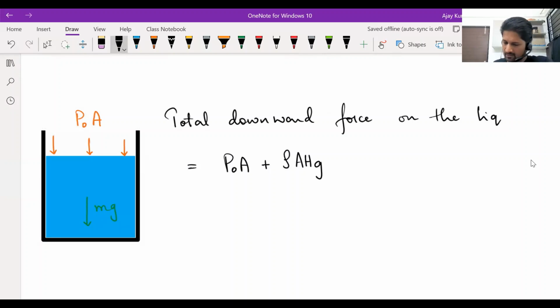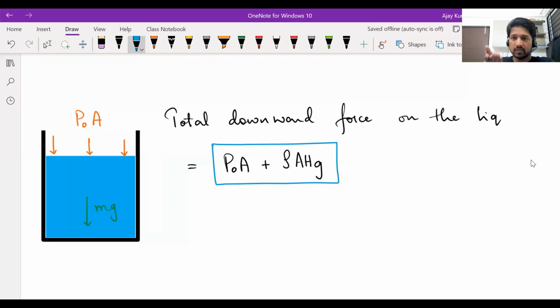Okay. Let's consider the case where acceleration is greater than g. The total downward force acting on the liquid is this much. Fine. And there will be some upward force also acting as long as the liquid presses the base of the container. If the liquid is pressing, the base will push the liquid in the upward direction. That normal force will be there on the liquid. That also we have to write in terms of pressure only actually.